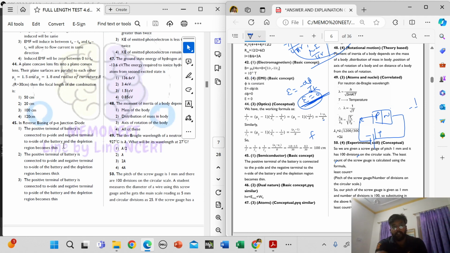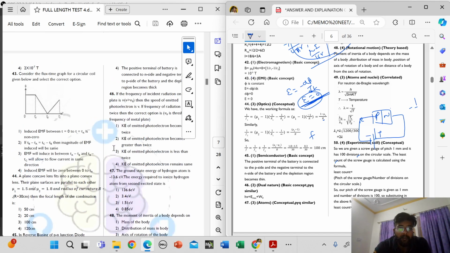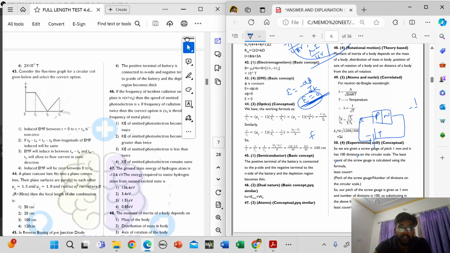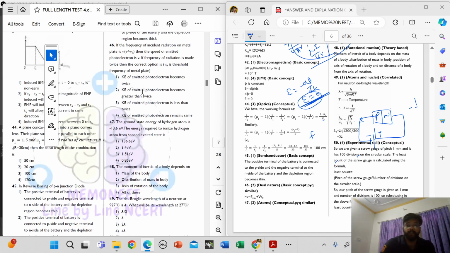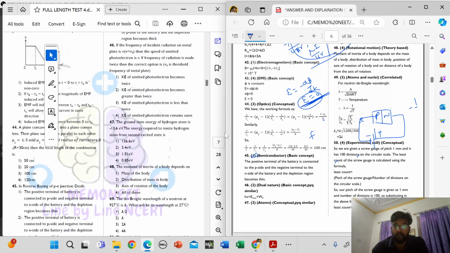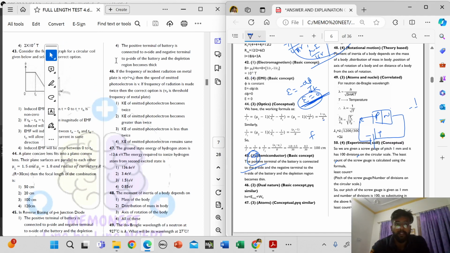See, in the reverse biasing, the negative terminal is connected to the... So there is something wrong here. Option number 4, the positive terminal is connected to the N side and the negative terminal to the P side, is the correct one for this. Let's make it correct. Option number 4 is correct here.